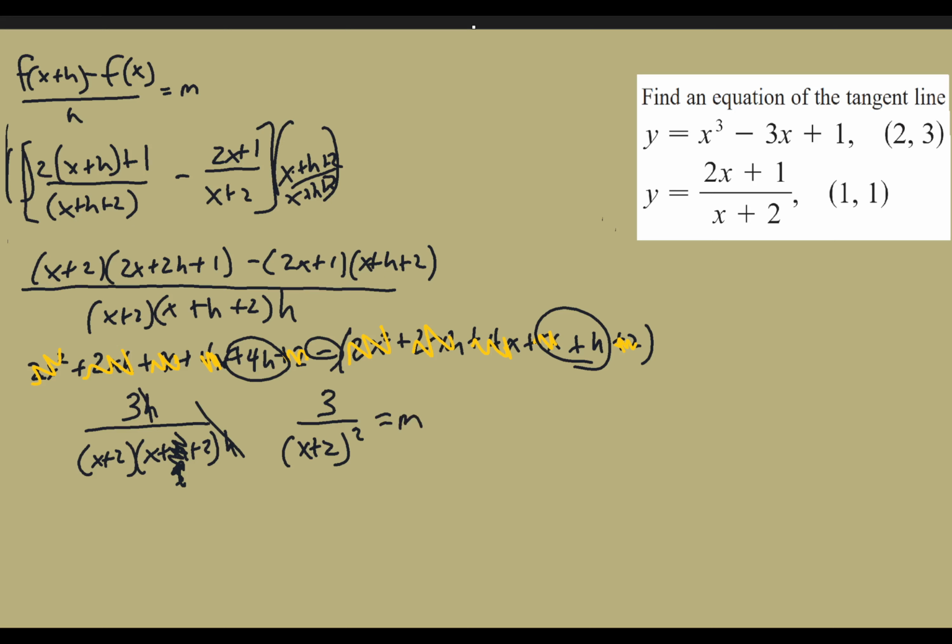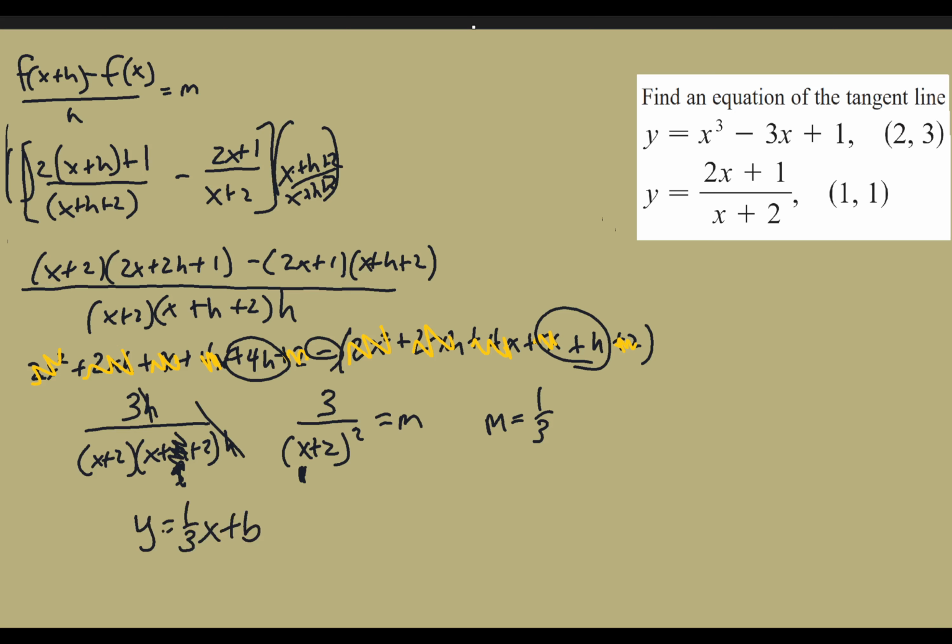Let's put our slope into the point formula. Okay, so we put 1 in here for our x value. They gave us that value, so that's 3 over 3 squared, which is 3 over 9, so we're going to get m equals 1/3. And that means our tangent line will be y equals 1/3 x plus b.